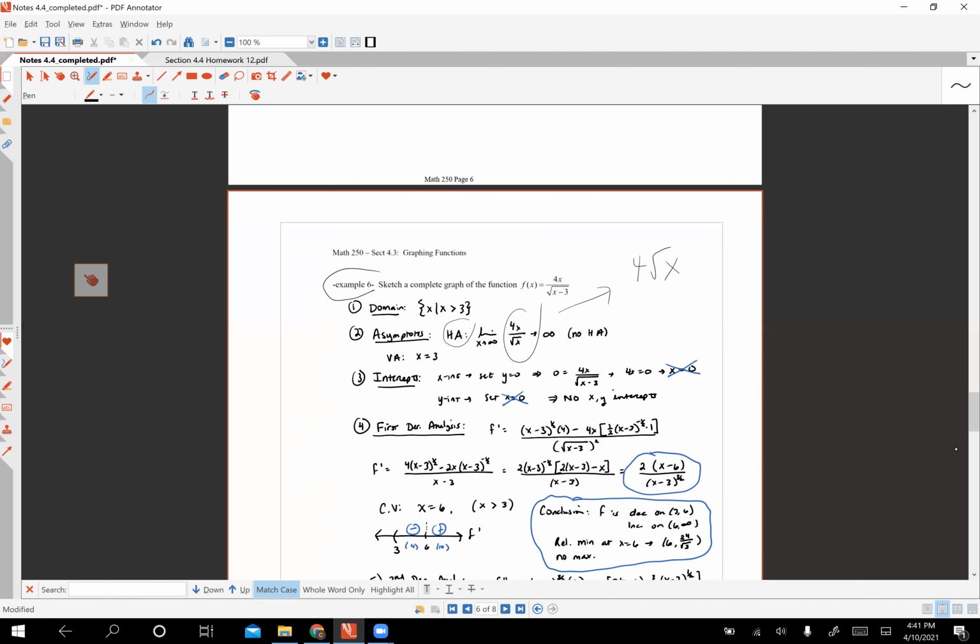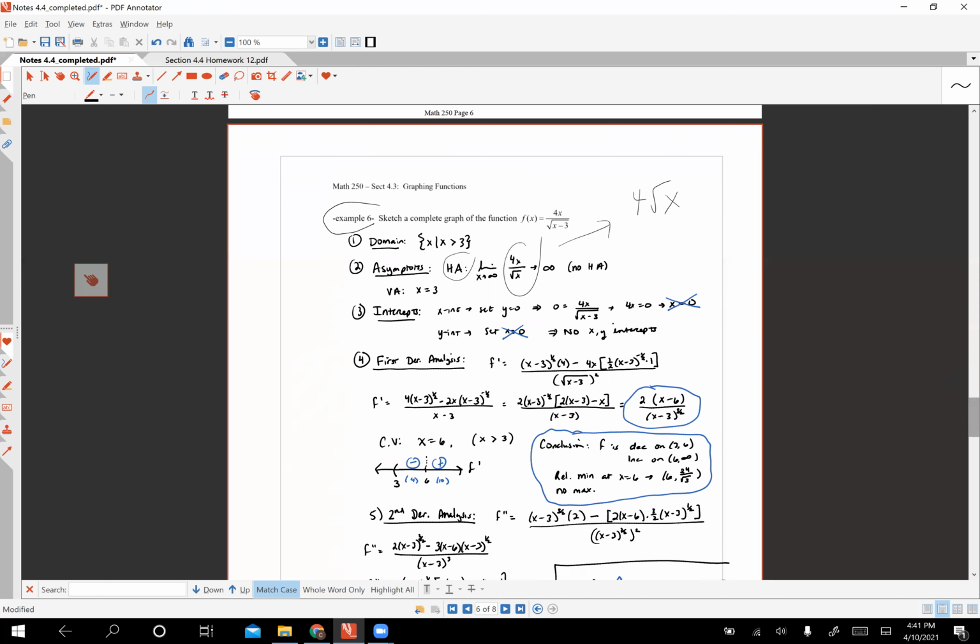On the intercepts, if x is 0, y is 0, but x equals 0 is not in the domain, right? x has to be greater than 3. So there are no intercepts. And if you set y equal to 0 and solve for x, once again x would be 0, except x is not in the domain. Okay, so there are no intercepts for this problem.